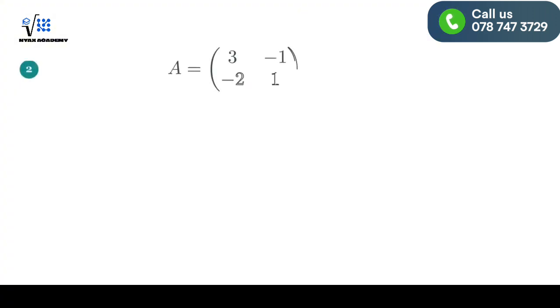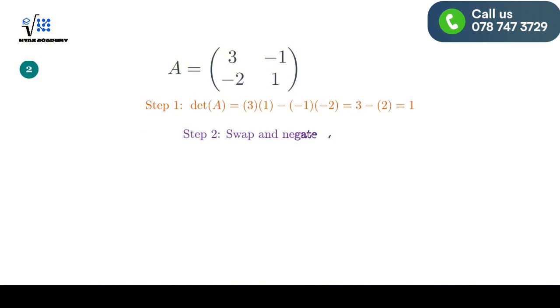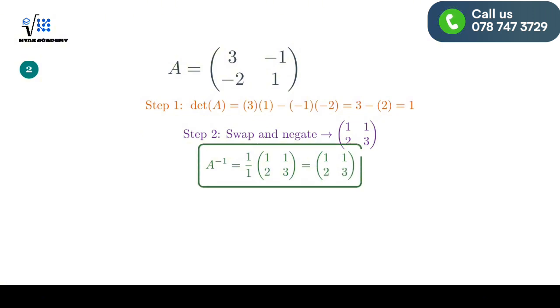So for the second example, we are given a matrix with elements 3, -1, -2, and 1. First again we find our determinant. Then the second step is to swap and negate to get a matrix with elements 1, 1, 2, 3. Then finally we say 1 over our determinant multiplying our swapped matrix, and we get the inverse of A as 1, 1, 2, 3. We also need to take note that the determinant was not equal to 0. That means the matrix has an inverse.